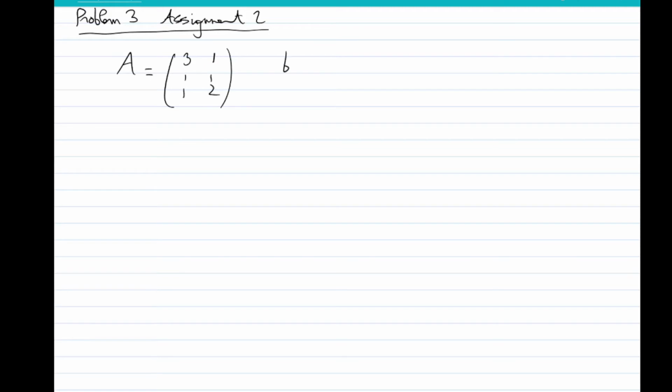Let me now show you a not as trivial example. Let's look at problem 3 in assignment 2, which I'll remind you takes this form: A is the matrix 3, 1, 1, 1, 1, 2, and B was the vector 1, 1, 1. Okay, suppose you want to solve this least squares problem, AX equals B.